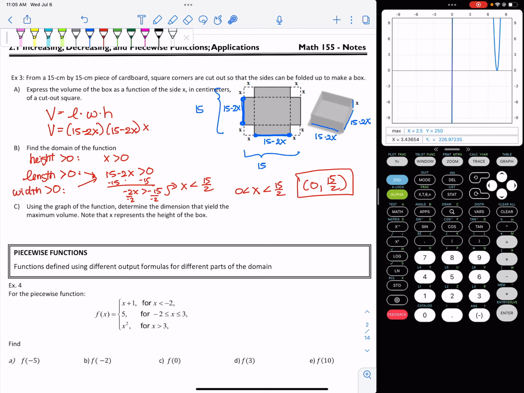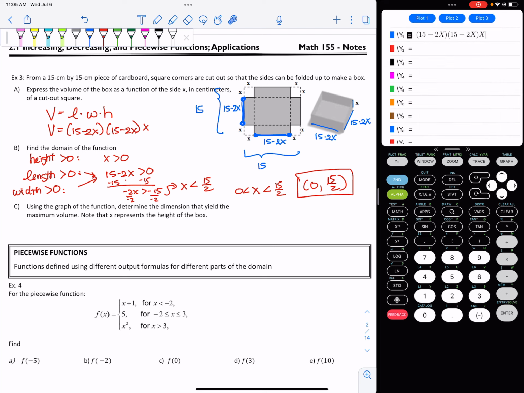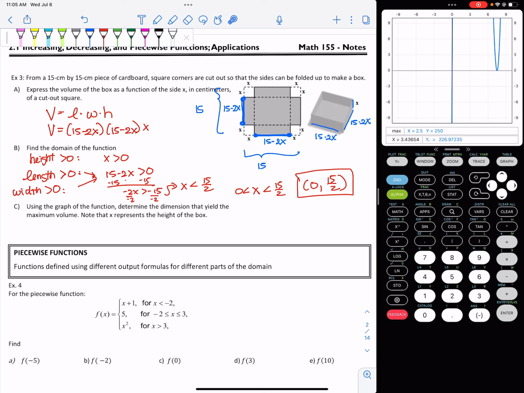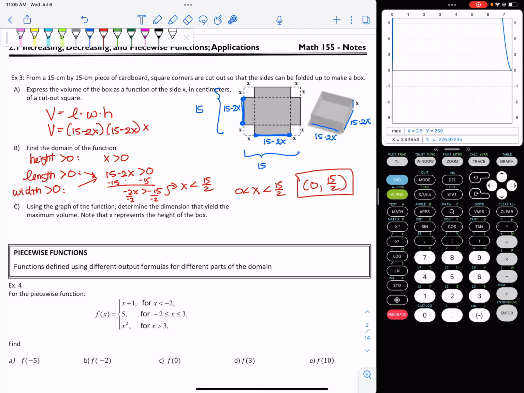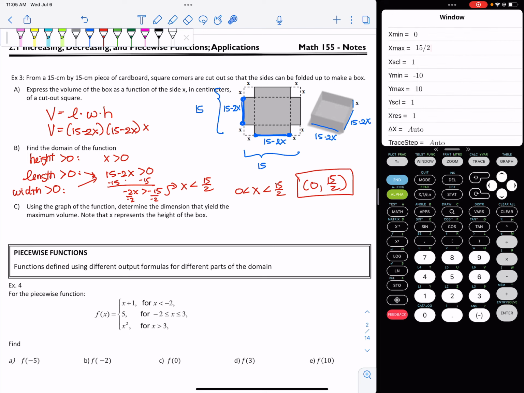Notice the graph looks kind of strange there. What we're going to do is adjust the window a little bit. So let's go to window. Remember that our domain goes from 0 to 15 over 2. So we're going to start with x min at 0, and then for x max, we're going to put in 15 over 2. And then let's take a look at the graph. That still looks kind of strange, right? So that means we probably need to adjust the window for y.